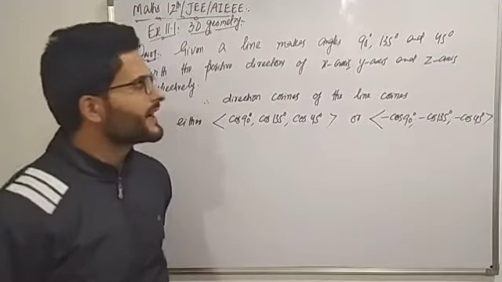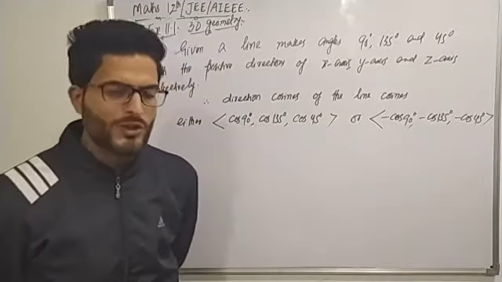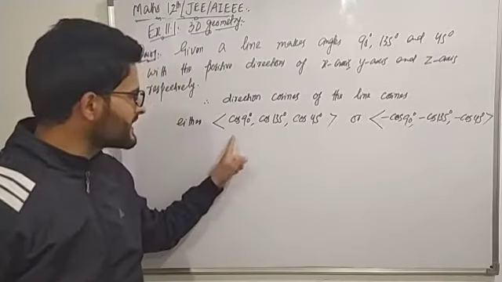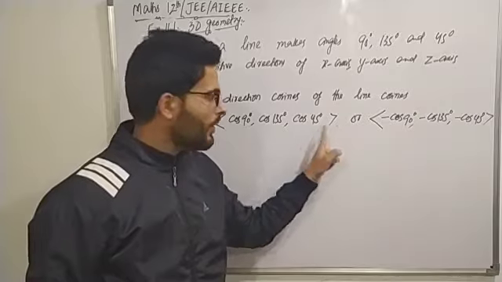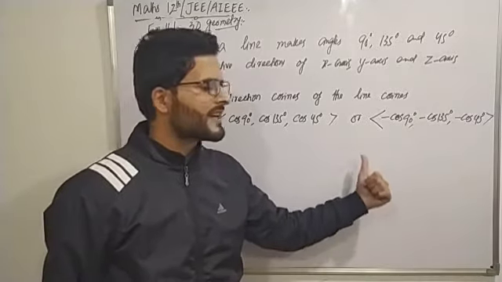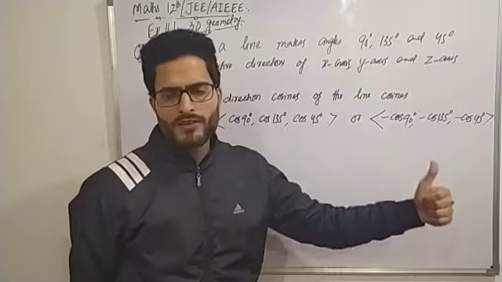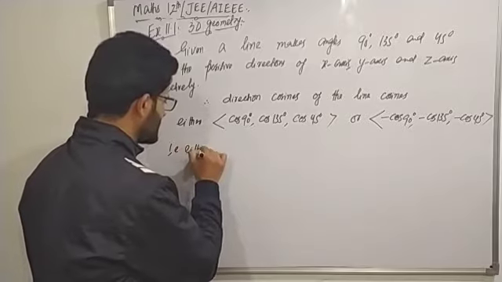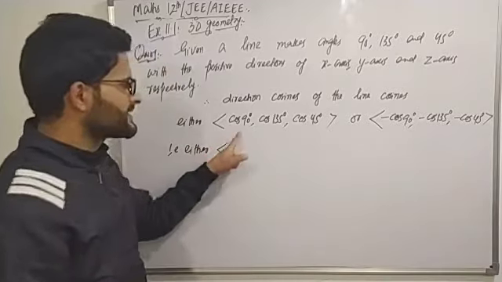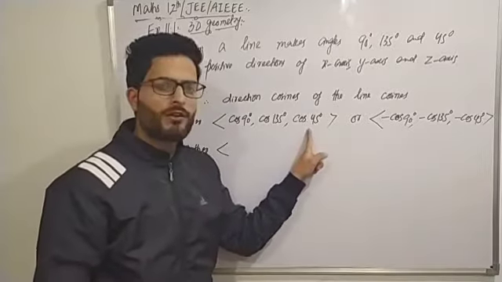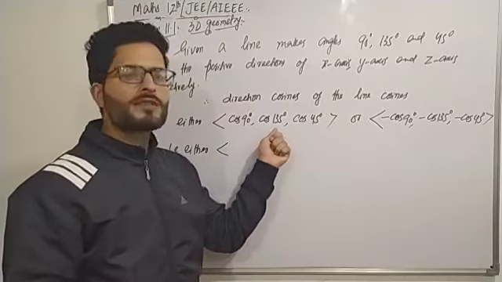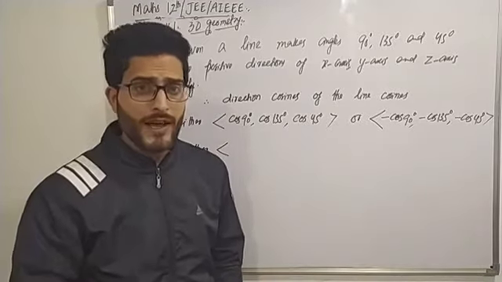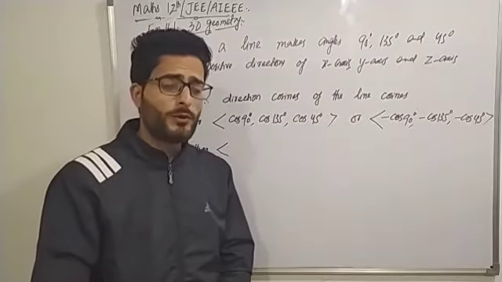Because these are the direction angles 90, 135 and 45, the line should have its direction cosines in two forms. One is cos 90, cos 135 and cos 45, or their negatives, minus cos 90, minus cos 135 and minus cos 45. Now, we know the value of cos 90 and of cos 45, but we do not know the value of cos 135, because 135 degrees is not a standard angle. So now we will put this 135 into standard angles.